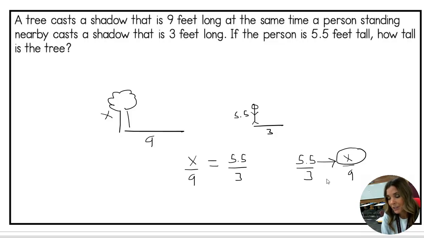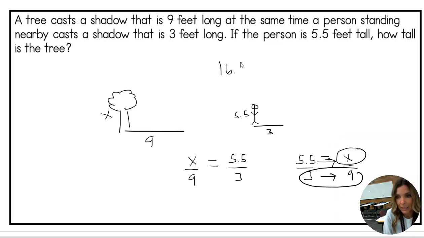Okay, this also makes it really easy for us to see that our scale factor is going to be a 3, because 3 times 3 is what gets us to 9. So to find the height of the tree, we have to do 5.5 times 3, and that's going to be 16.5 feet tall.